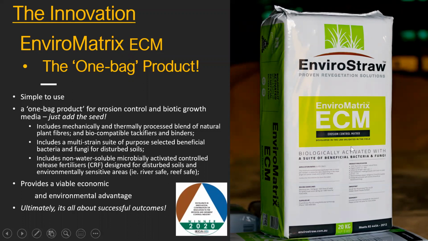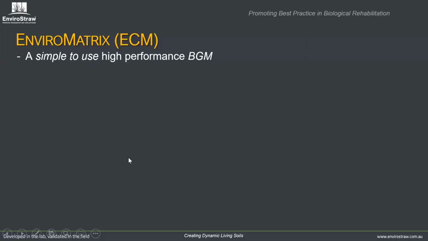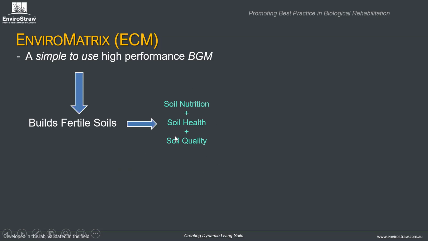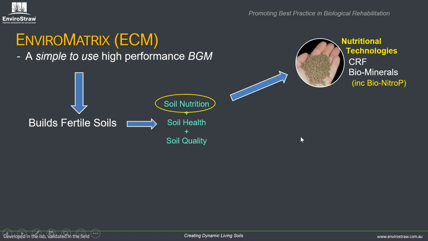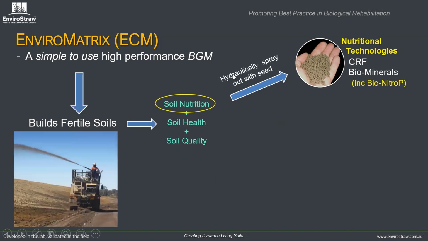And ultimately, this is all about getting successful outcomes, and this product is one of those that we've had amazing success with. So what does Enviromatrix do? It's basically a high-performance biotic growth media, builds fertile soils. It looks at improving soil nutrition, soil health, and soil quality. The soil nutrition is through these control release fertilizers that are incorporated in the mix, and this can be hydraulically sprayed out with the mulch, so it's all in one product.